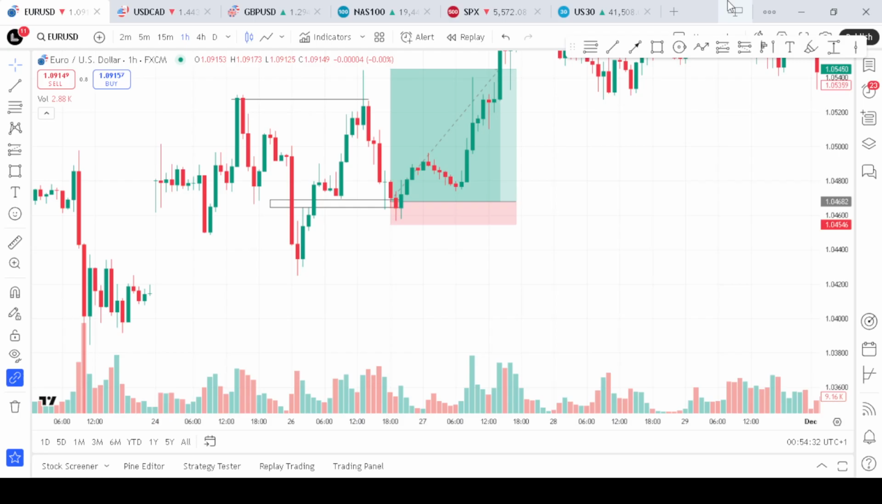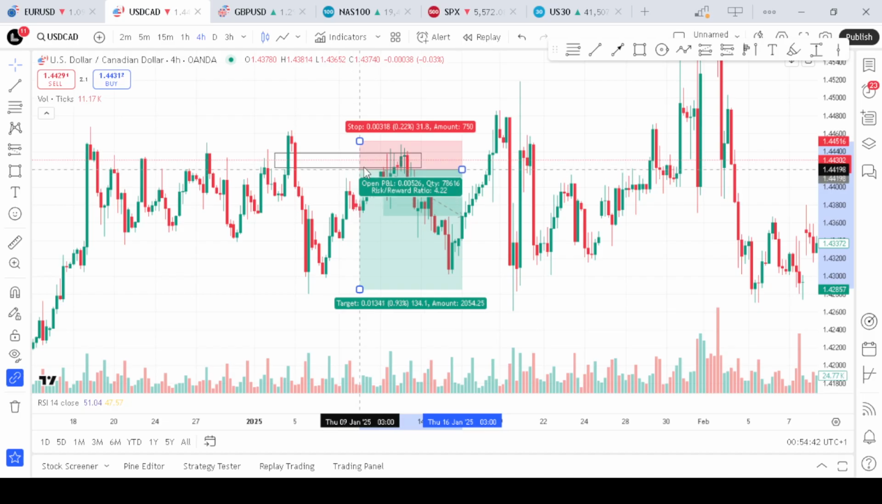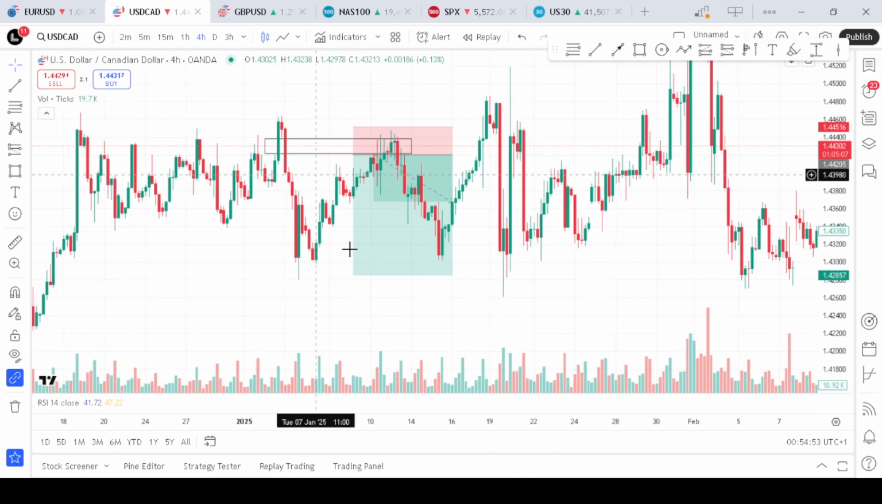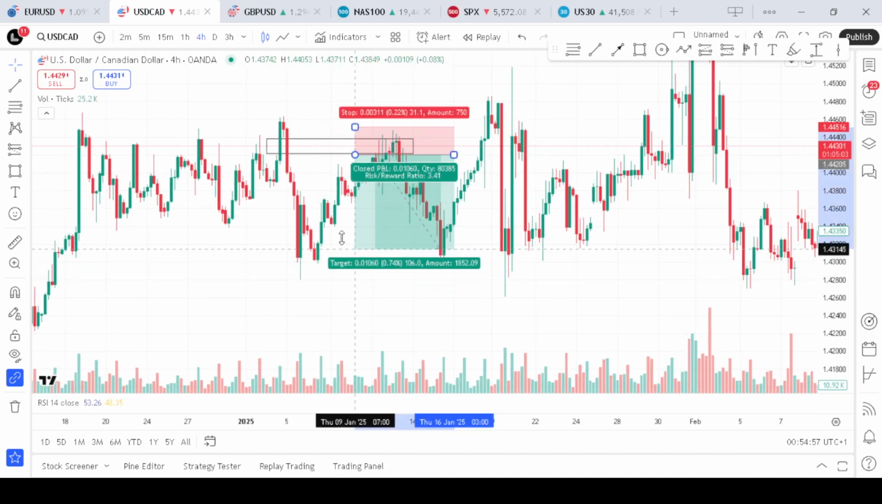This leads us to examine some practical examples. As we can see, when we take this selling scenario, we enter the moment price gets to the IFVG. We put our stop loss just above the high of the area of the IVG. Then we aim for the next structure, or we aim for a risk to reward of 1:2, 1:3.